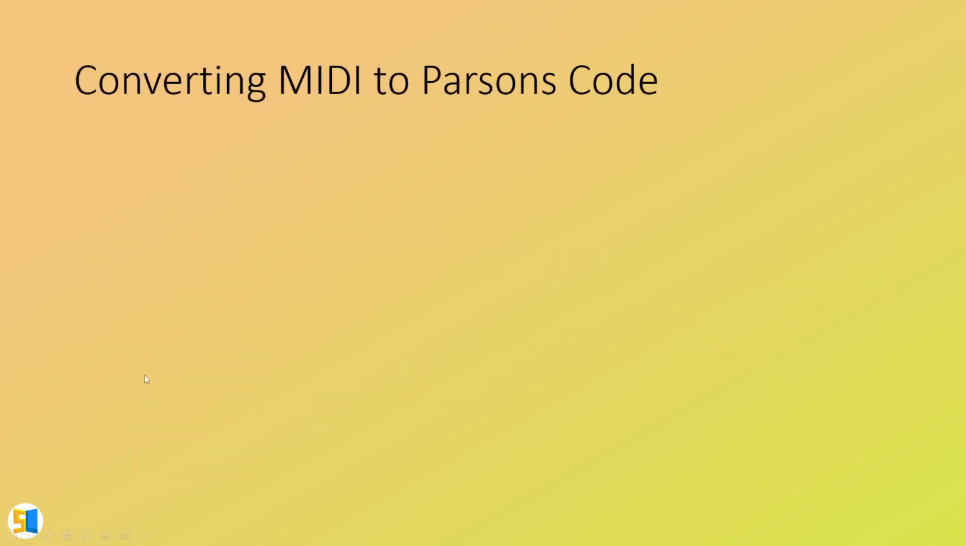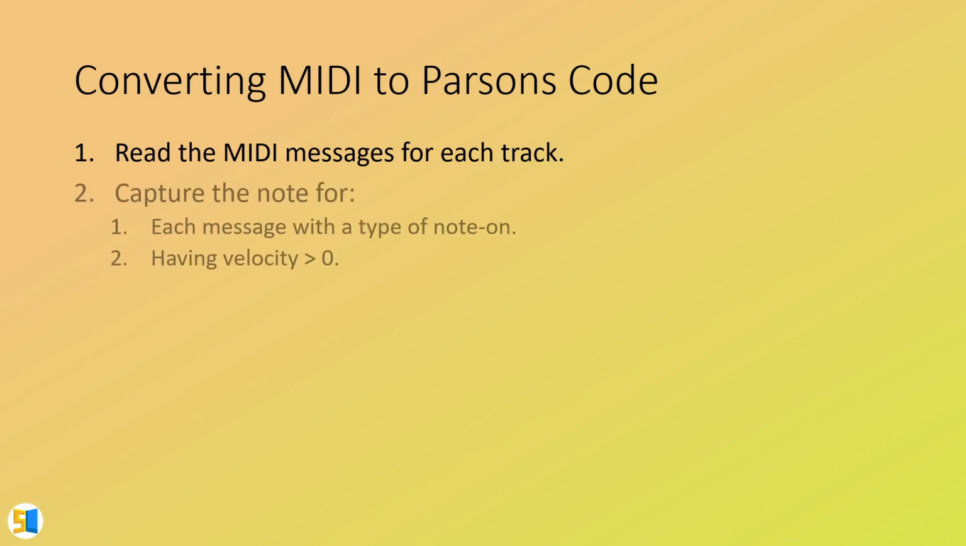So at this point, we know how MIDI works. Let's try to answer how to convert MIDI to Parsons codes. First, we need to be able to capture MIDI messages, right? The events have two parts, MIDI ticks and messages. We need to capture the MIDI messages for each track. And then for each track, we try to capture the notes with type note on.